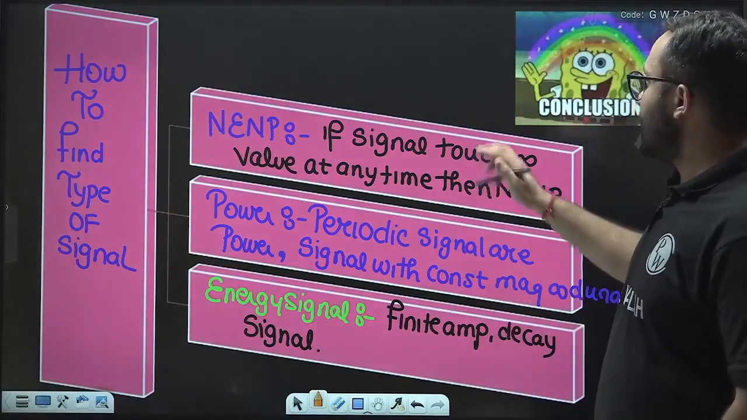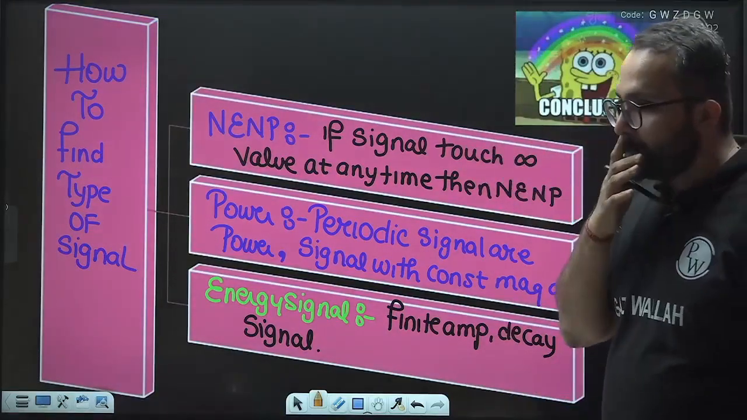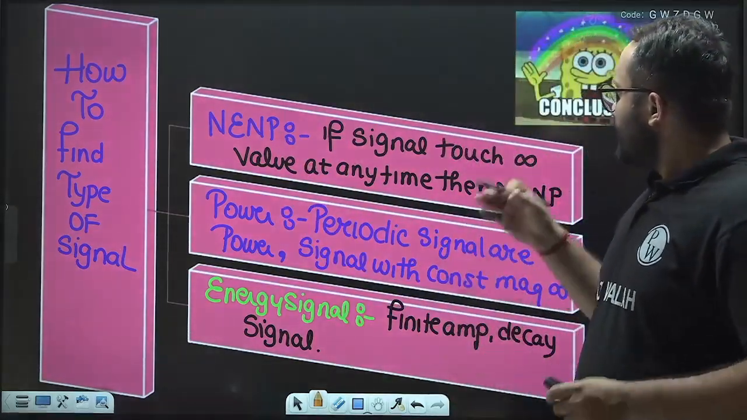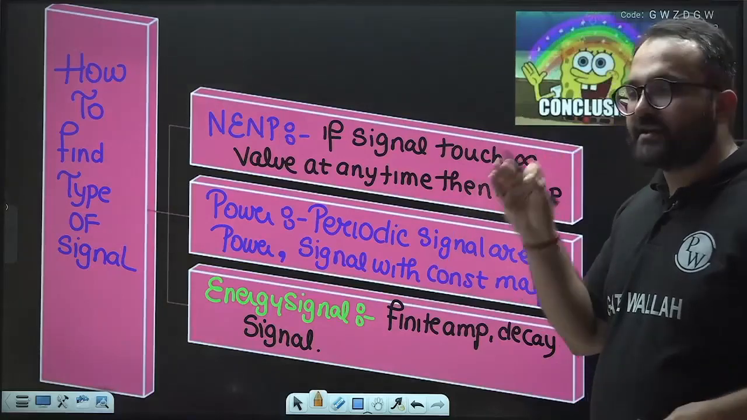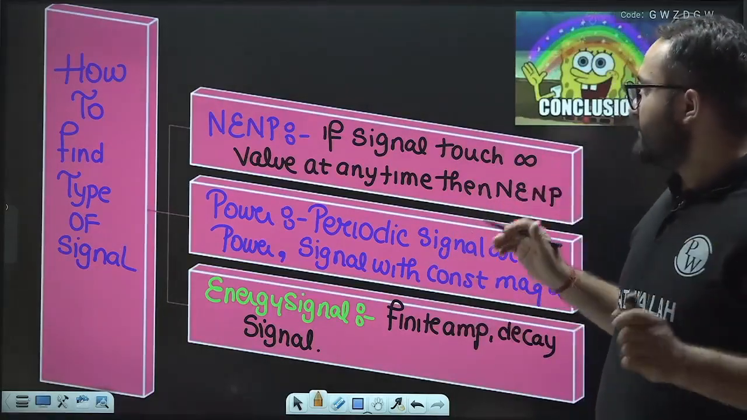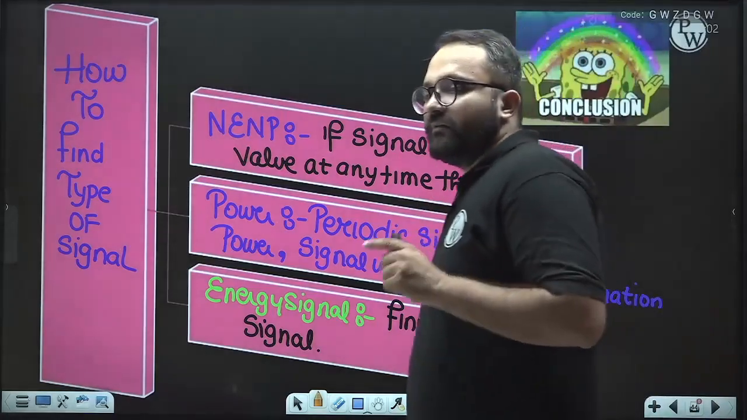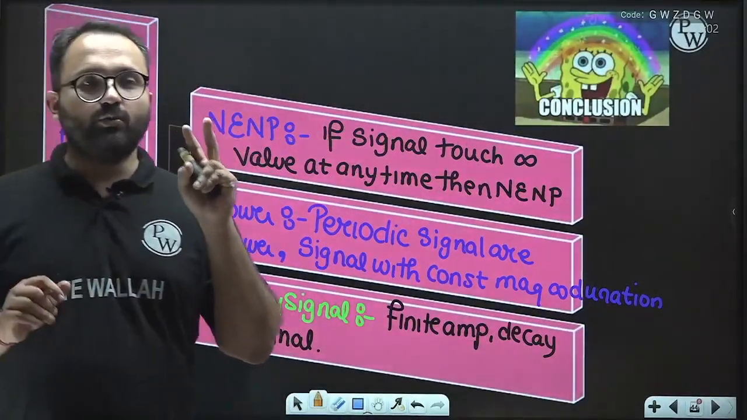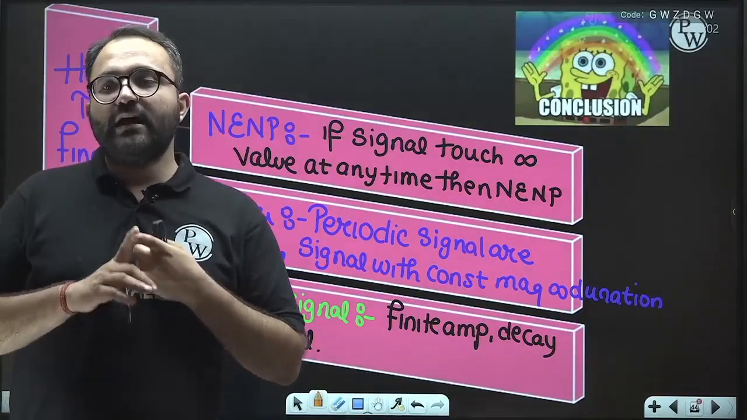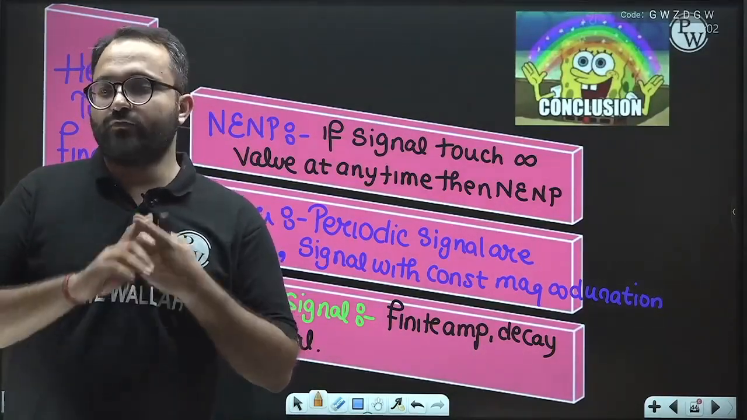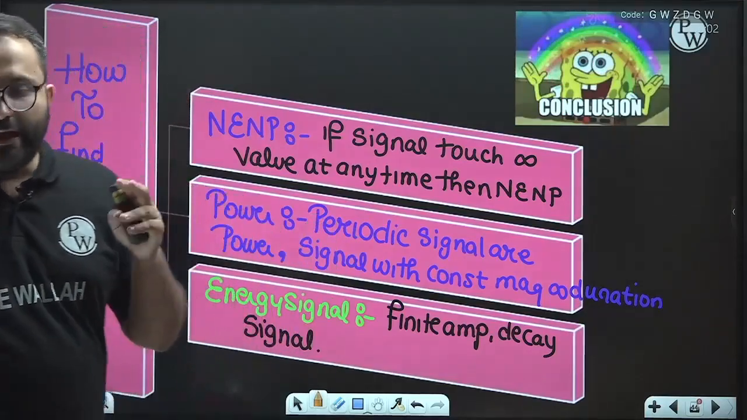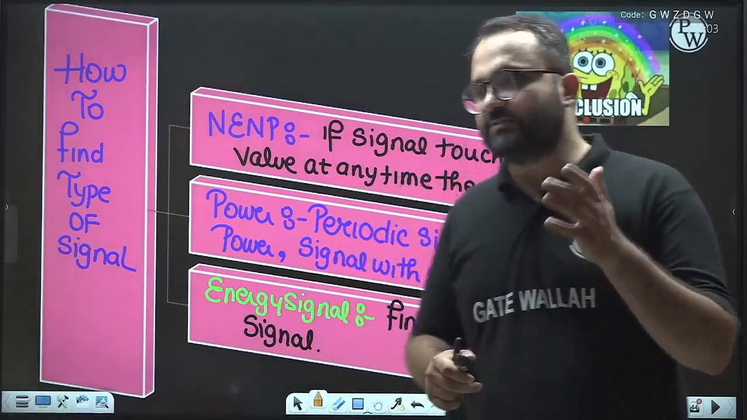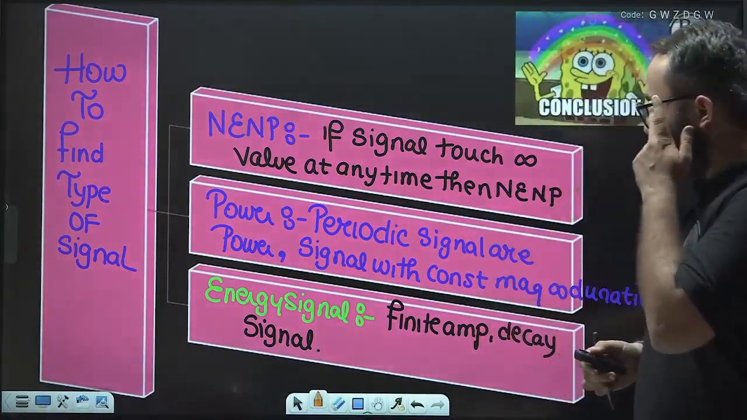Always remember that if any signal touches infinity, any signal having value infinity, then it will always be neither energy nor power. Okay. Second, power signal. Power signals can be only of two types. One is having constant amplitude for infinite duration, and the second one is periodic signal. So periodic signals are always power signals. Remember that.